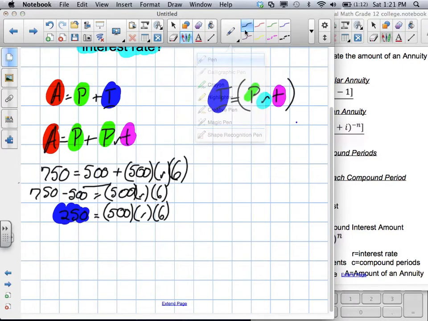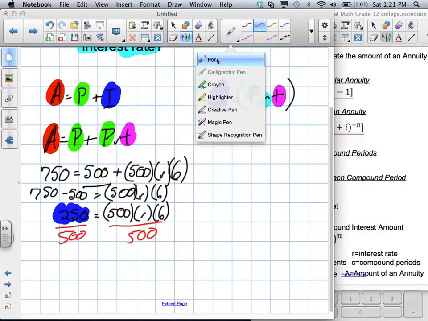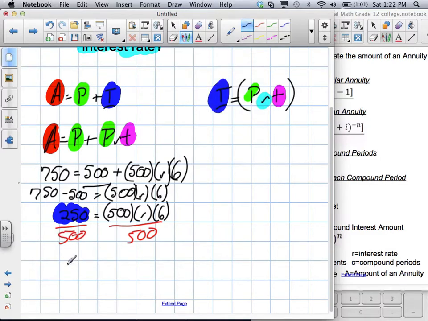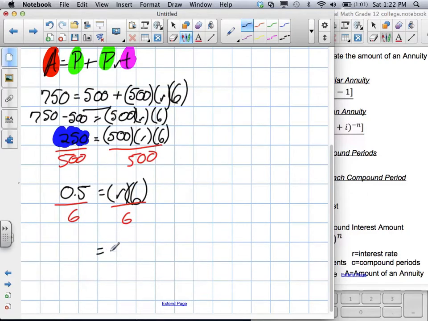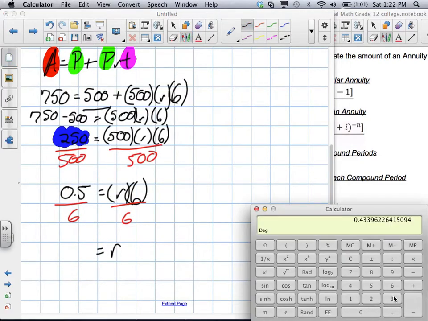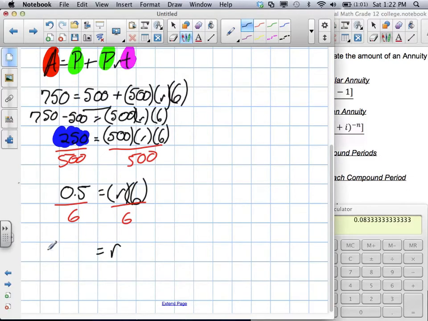We got 250. Well, I need to move 500. I'm going to move that one first. So we move 500 over, and in order to do that, we divide both sides by 500. This is actually going to become a half, or 0.5. So 0.5 is equal to R times 6, and we're trying to isolate for R. So I move 6 over. Divide by 6 on both sides. Okay. Our annual interest rate is 0.083.